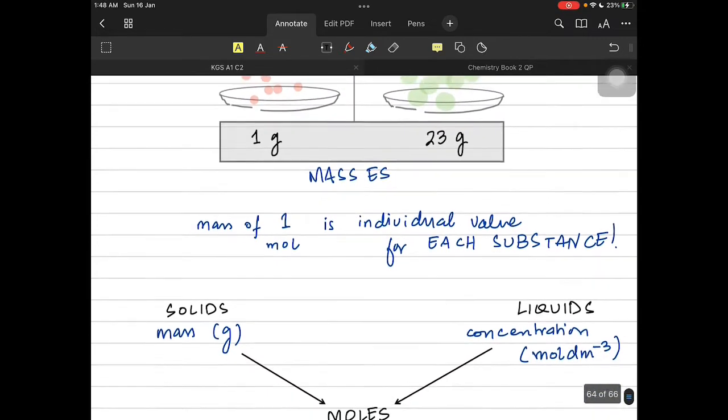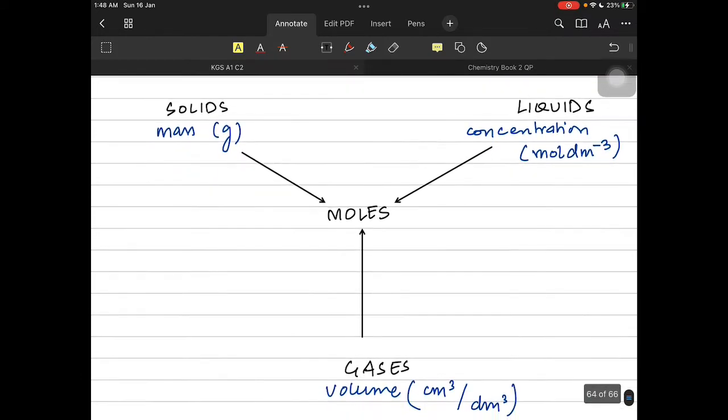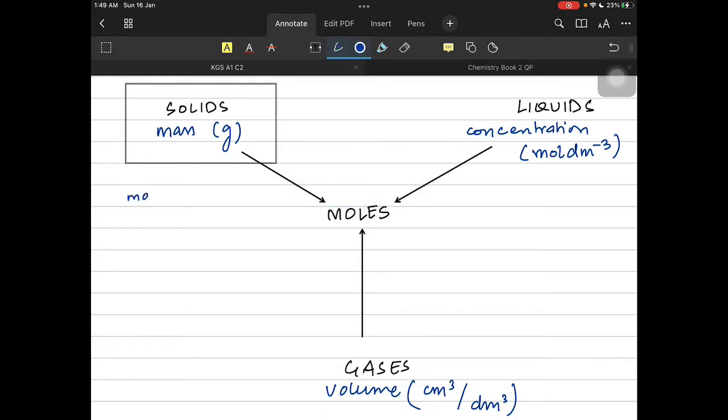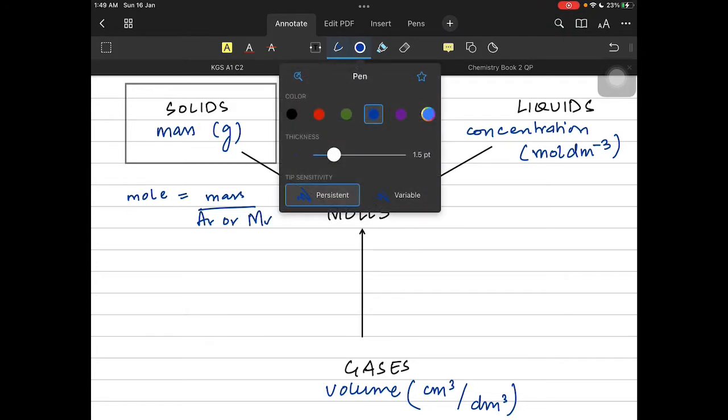And then we saw that in order to find out moles, we have three different methods. We did not look into the methods, but we know there are going to be three methods. In today's video, we're going to be concerning ourselves with mainly solids. We're going to see how we can use the formula, which is moles equals the mass of a substance divided by the atomic mass or the relative molecular mass.